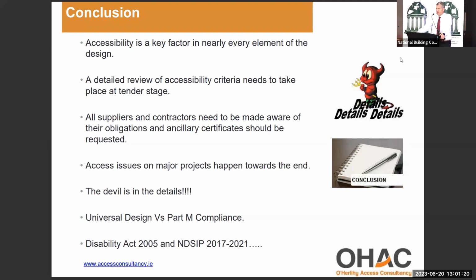Universal design versus Part M compliance. So I suppose Part M is the regulations. The Technical Guidance Document is the minimum guidance to comply with the regulations. There is also universal design, which goes beyond the guidance in TGD M, and for larger projects like leisure centres or libraries and various projects you might be working on, a universal design approach would be recommended.